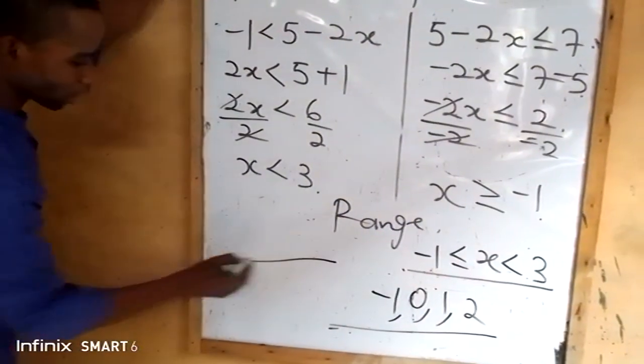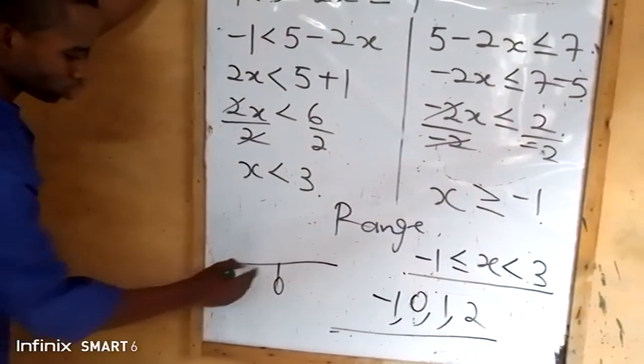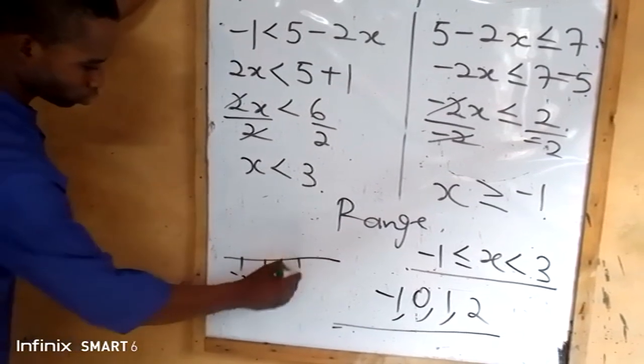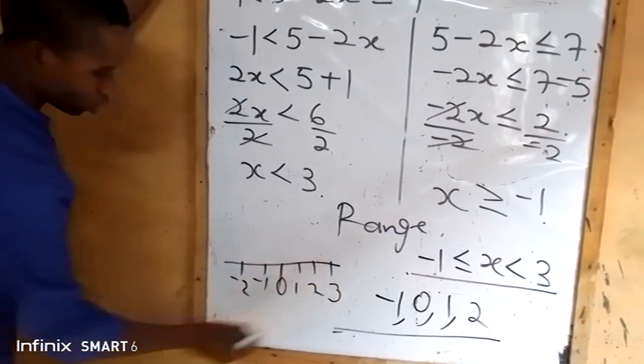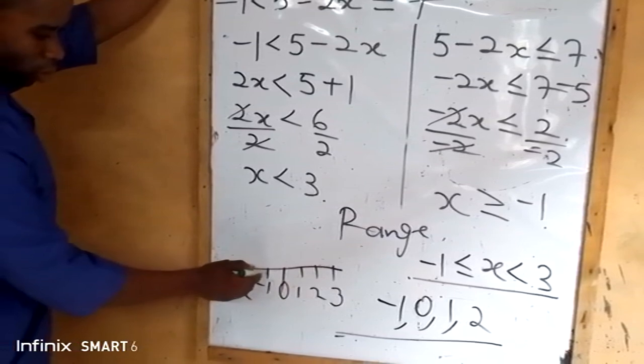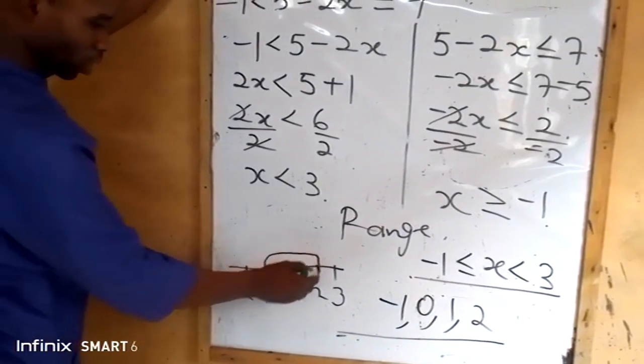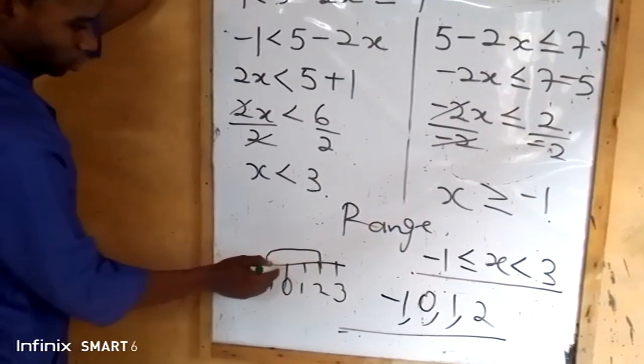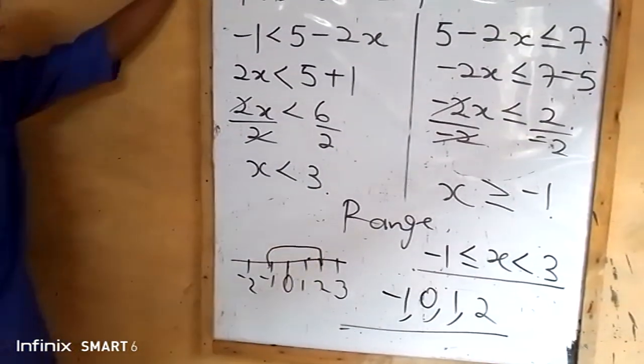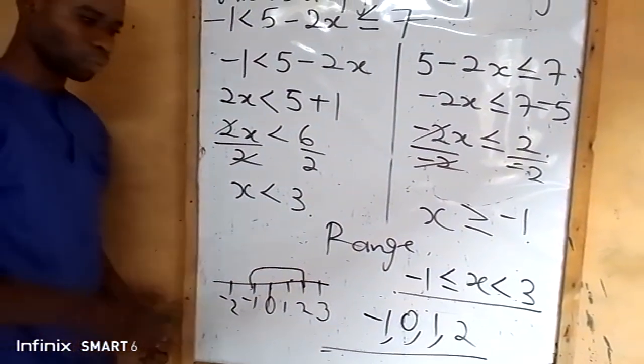Because on a number line, you have 0 in the middle: minus 2, minus 1, 0, 1, 2, 3. So going from minus 1, I'm going to write minus 1, 0, 1, 2. So let's take one more example under this.